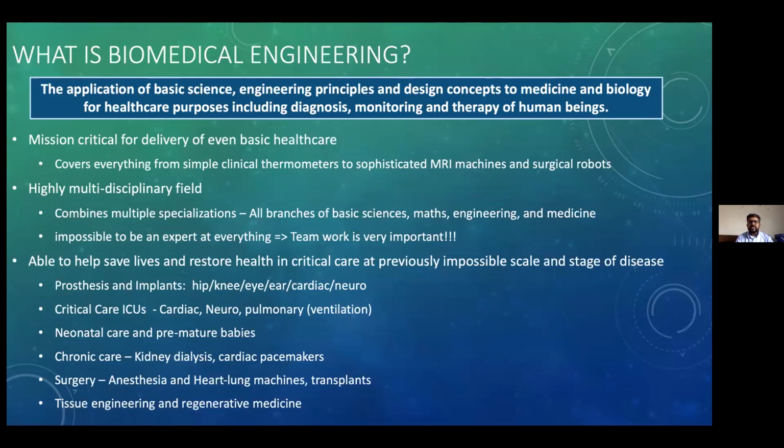So for instance, if any of you has asthma and have used an inhaler, a dry powder inhaler, then the dry powder inhaler and the powder that goes into it are both things that biomedical engineers have designed and developed. The drug that goes into your body may not be part of biomedical engineering, but the syringe that is used to deliver the drug, that's part of biomedical engineering.